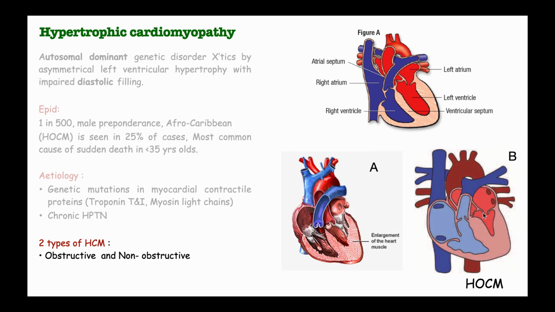Also, we find that the hypertrophy is typically asymmetric or localized, as we've just seen. So it can be in the septum or it can be mid cavity hypertrophy. So this is the main way that we can differentiate between chronic hypertension as a cause of left ventricular hypertrophy and primary myocardial damage due to hypertrophic cardiomyopathy.